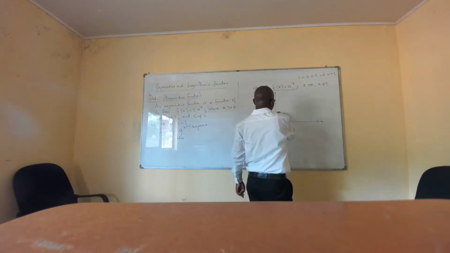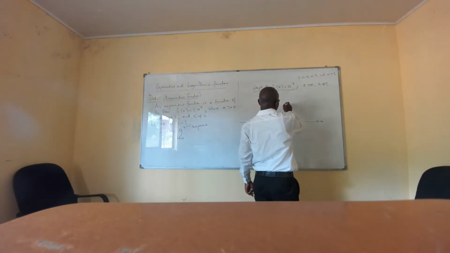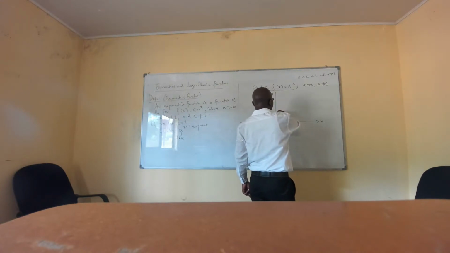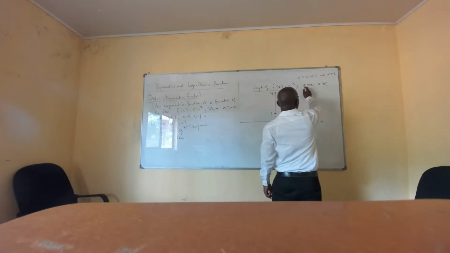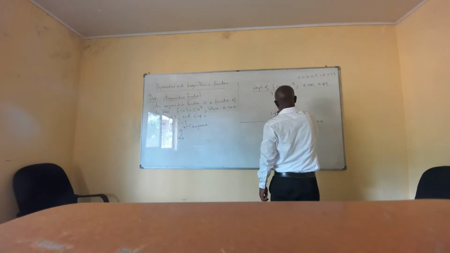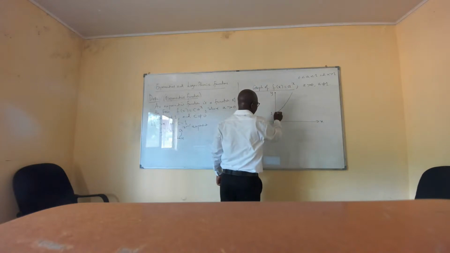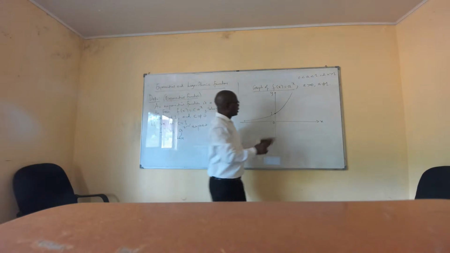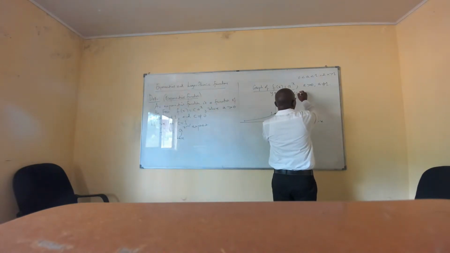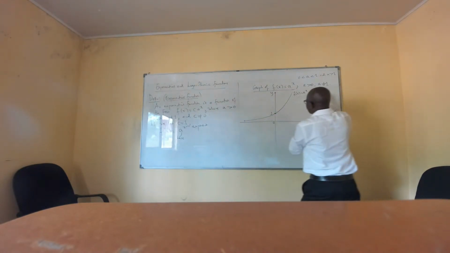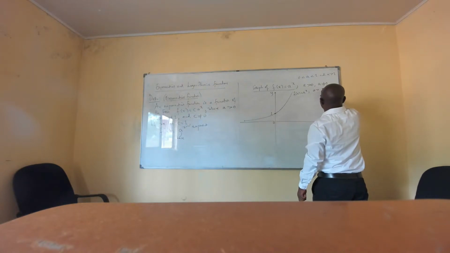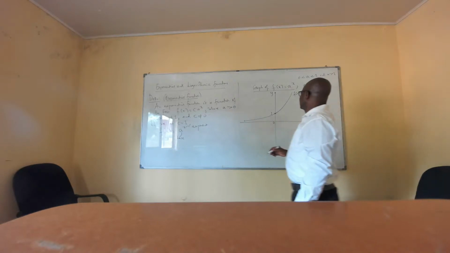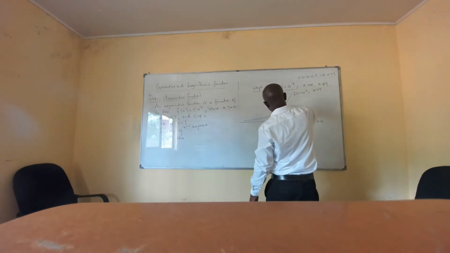And the graph, actually, when your a is greater than 1, it will be an increasing function like this. And here it will be approaching the axis. So this is the graph of f of x equals a to the power x when a is bigger than 1.